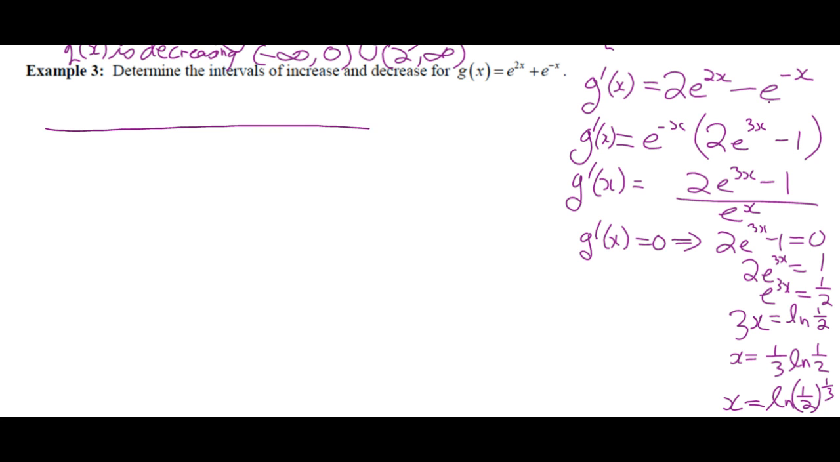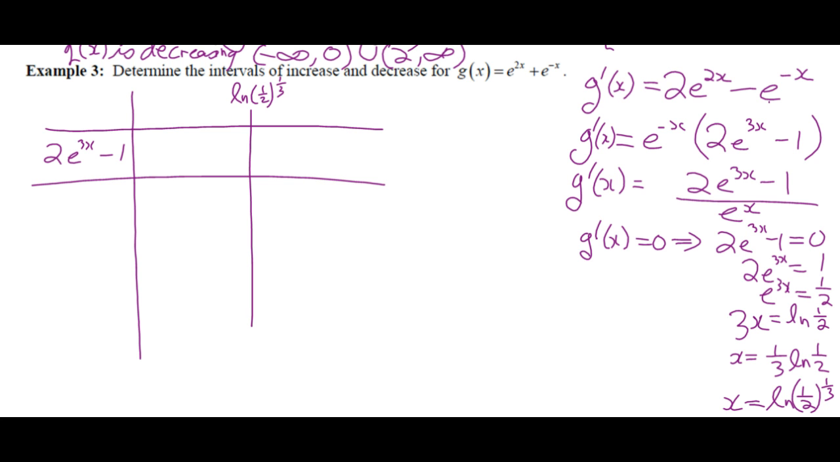Okay, so we go up here, we draw this, and we have an interval. We have one point here, which is at ln 1/2 to the 1/3. And we're splitting the number line into two intervals, one to the left of that and one to the right of that. And the factors we have, okay, so we've got two factors: we've got 2e to the 3x minus 1, and we've got e to the x.